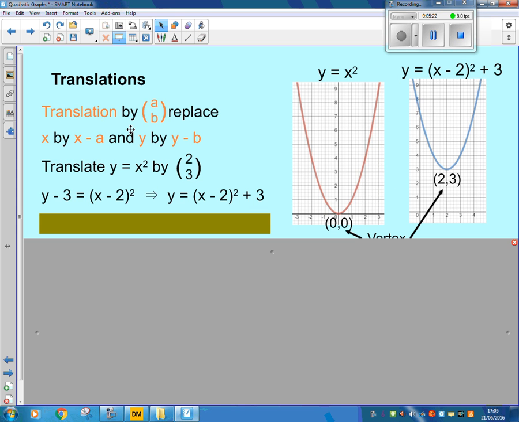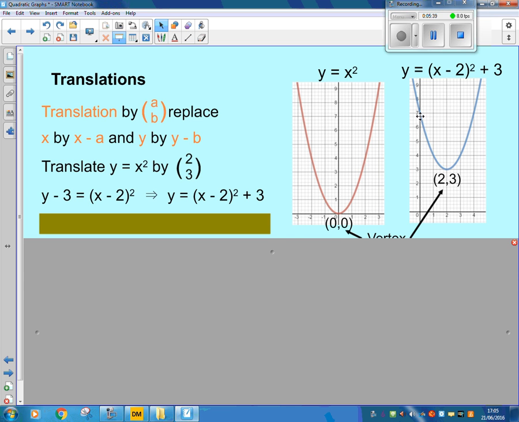And so if I do that, translating it by 2, 3, and so if you look at the original vertex of y equals x squared was at 0, 0, if I move 2 to the right and 3 up, you'll see the vertex has now moved to the point 2, 3.